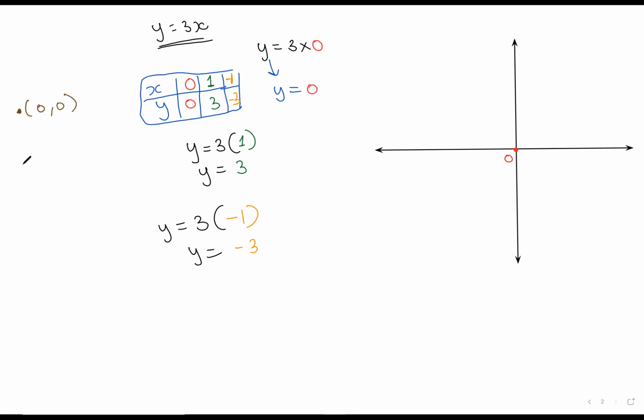0, 0. That is my first point. It means that x is equal to 0 and y is equal to 0. So that's my first point. The second point is, yes, Miraj? 1, 3. Yes, very good. 1, 3. Then the third point is -1, -3.